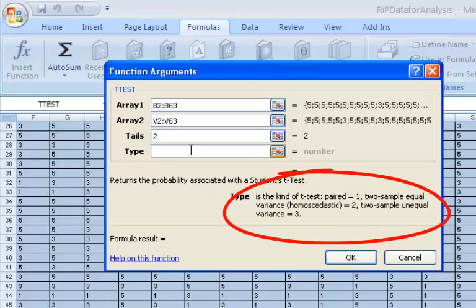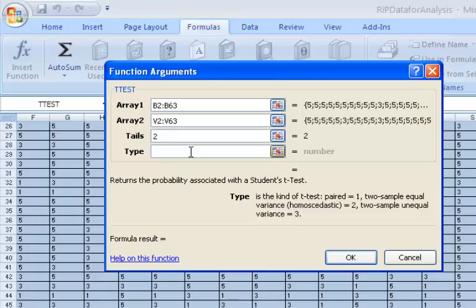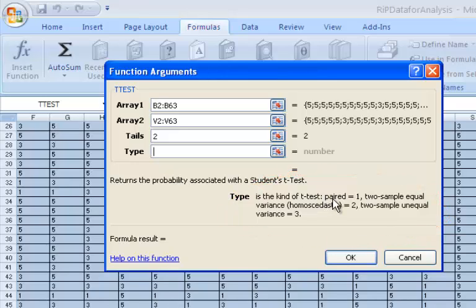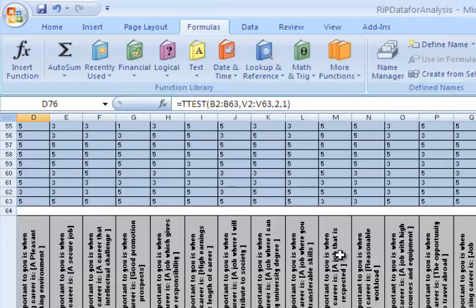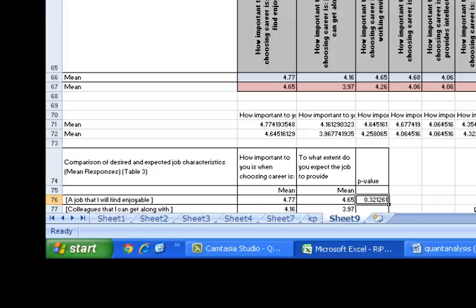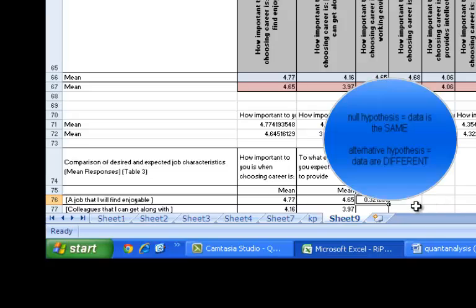And what type of test am I doing? Well, again, we can use this guidance here. And this is a t-test that is paired. In other words, we have 2 different responses from each student. So it's paired, so this says we need to put number 1 in, and then click on OK, and we have a p-value of 0.3.